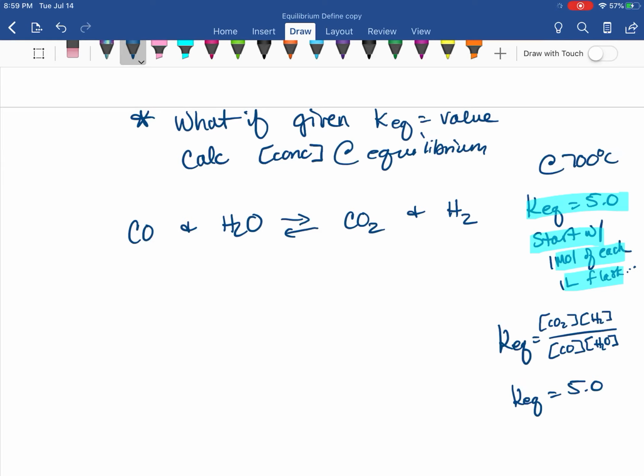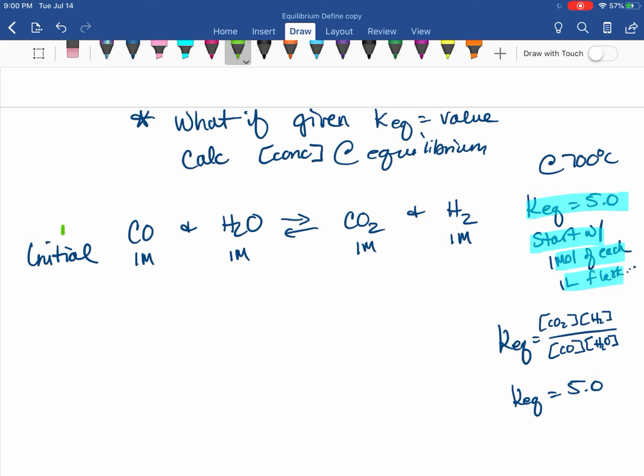And now the second part is, if we start with 1 mole of each in a 1 liter flask, that means this is our initial. What is 1 mole in 1 liter? You guessed it. I gave us the complicated math in the video. You know your homework will be worse. That is 1 molar for each one.